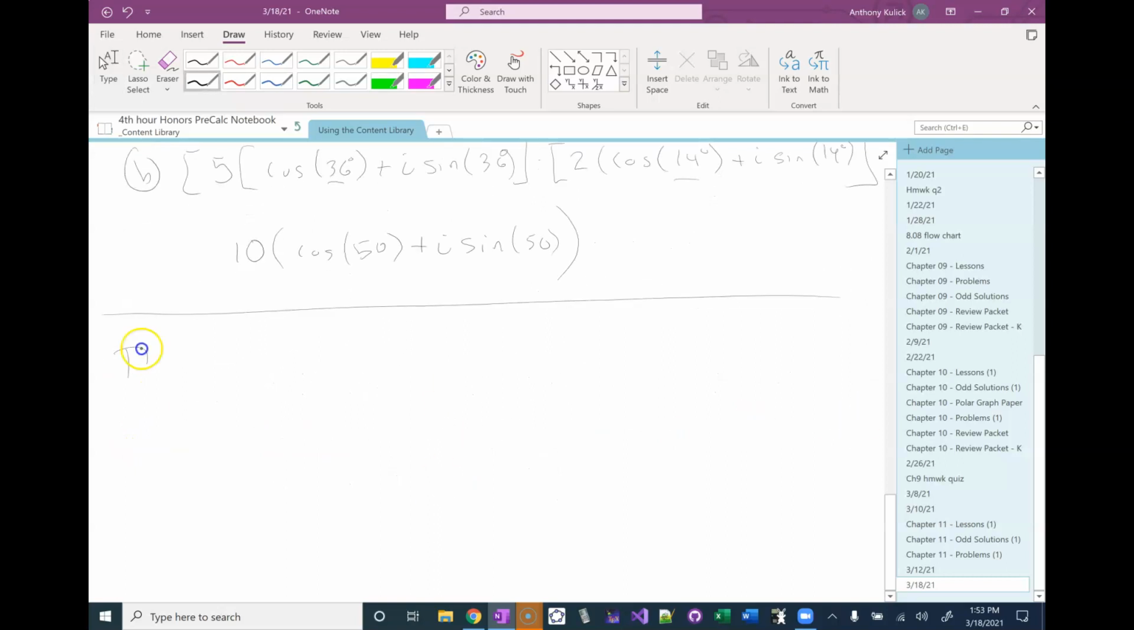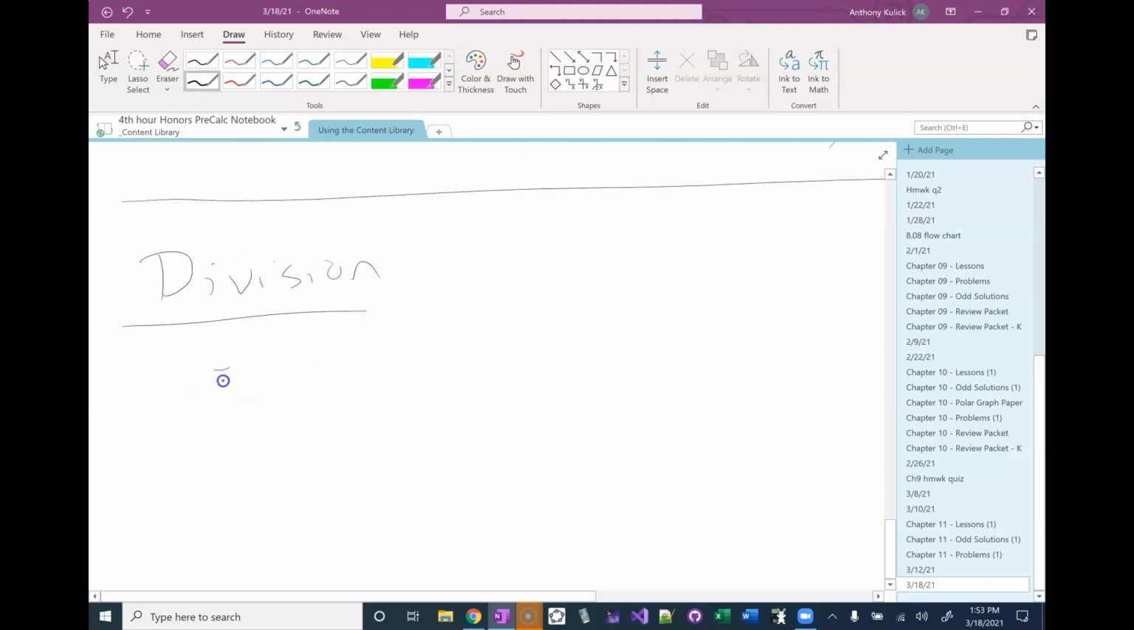So division. So again, let's look at something in our standard form for a complex number. Again, from last year in your Algebra 3-4 class, you remember to divide two complex numbers, what we're going to do is multiply by the conjugate. So then we FOIL.